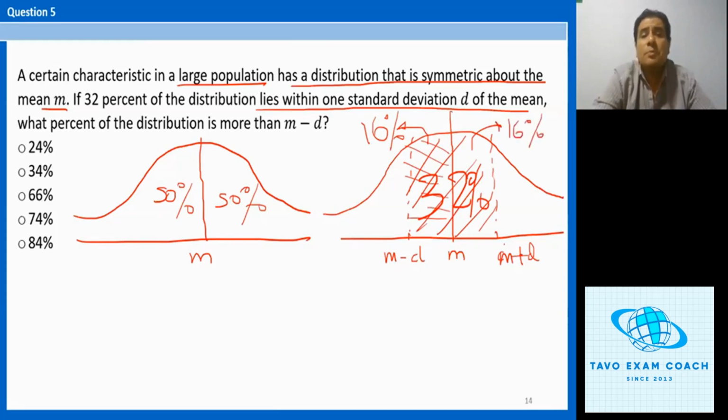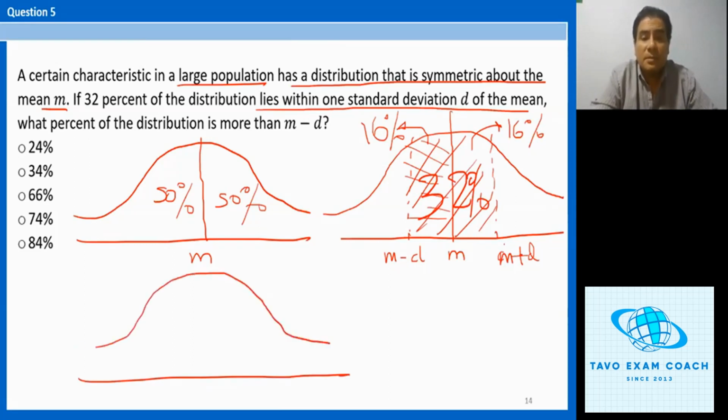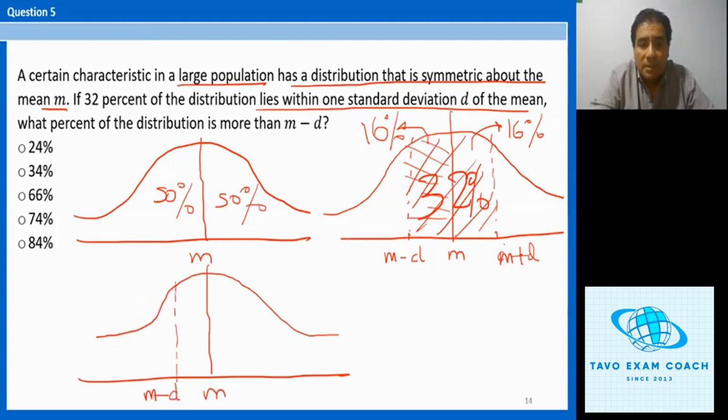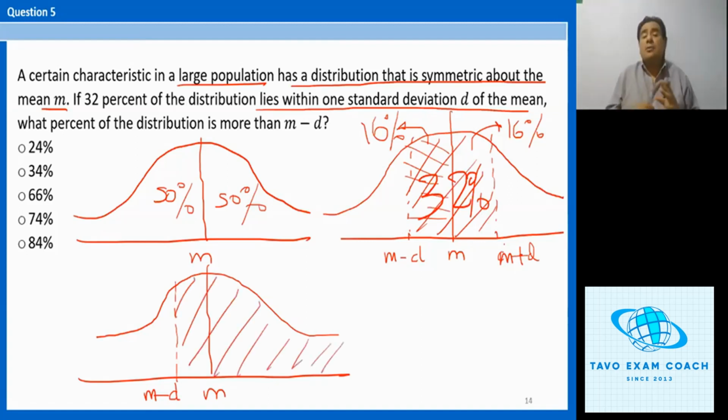Now the question says what percent of the distribution, what number of elements in that population, is greater than M minus d? So if the mean is here, they are telling you that at the value that is the mean minus one standard deviation, we want to check how many elements are greater than that value. So we are trying to calculate the area of that shaded region.